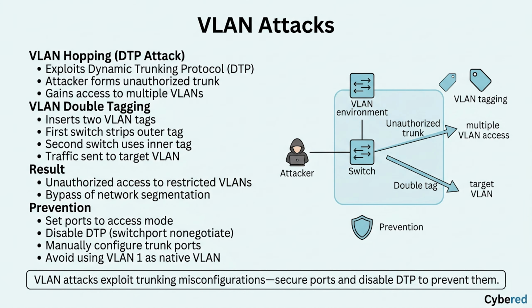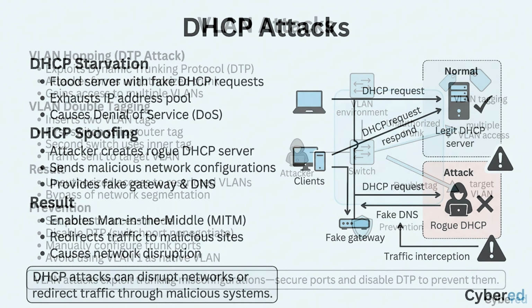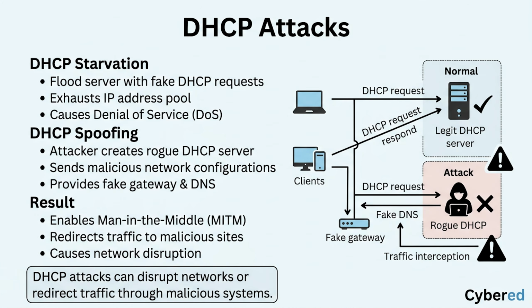To prevent this, set ports to access mode, disable DTP, manually configure trunks, and avoid using VLAN 1 as the native VLAN. DHCP attacks. DHCP starvation floods the DHCP server with fake requests and exhausts the IP pool, a DoS for clients. DHCP spoofing: the attacker sets up a rogue DHCP server, providing a fake gateway, fake DNS, and invalid IP configs. The result? Traffic interception or network disruption.